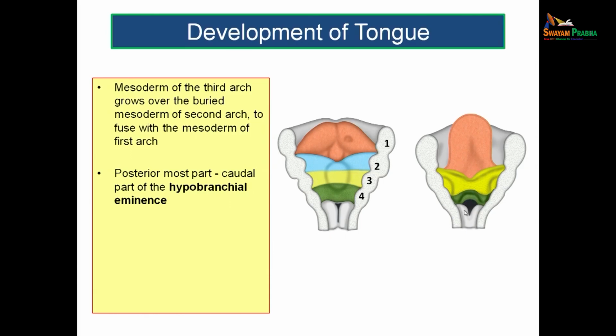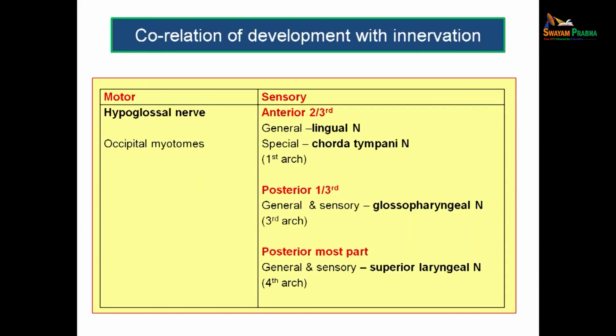The posterior most part, we just mentioned about the anterior two-third, posterior one-third. The posterior most part is actually formed from the caudal part of the hypobranchial eminence. This is considered as the hypobranchial eminence. This is the cranial portion and this is the caudal portion. So the posterior most part of the tongue is developed from the caudal portion of the hypobranchial eminence. Talking about the muscles of tongue, the musculature of the tongue is derived from the occipital myotomes. So this is the development of innervation in a nutshell.